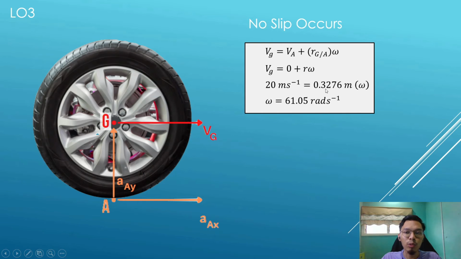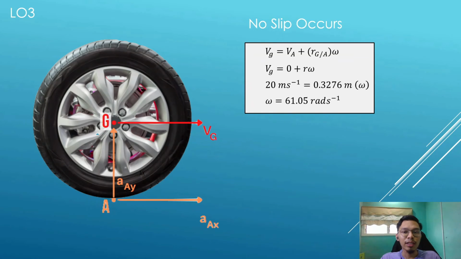The R is 0.3276 meters. This radius is from the real measurement that we found from online sources. So from this, we can calculate the omega, the angular velocity, which equals 61.05 rad per second. We have calculated the angular velocity. How about the angular acceleration?